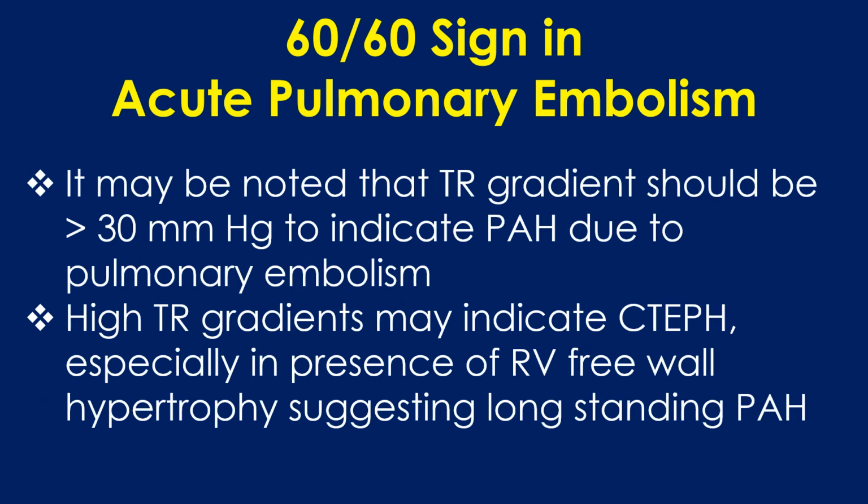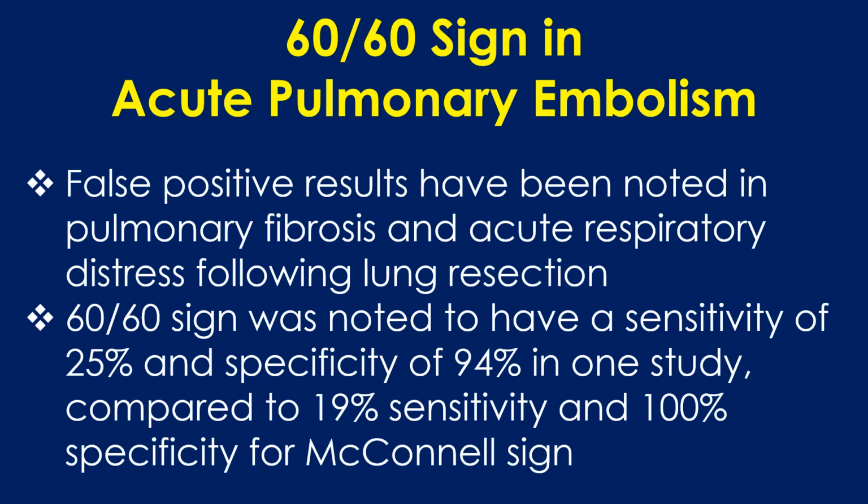It may be noted that TR gradient should be more than 30 mm of mercury to indicate pulmonary arterial hypertension due to pulmonary embolism. High TR gradients may indicate chronic thromboembolic pulmonary hypertension, especially in the presence of right ventricular free wall hypertrophy, which would suggest long-standing pulmonary hypertension. False positive results have been noted in pulmonary fibrosis and acute respiratory distress following lung resection.